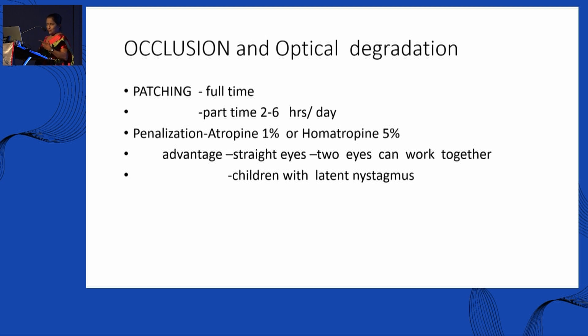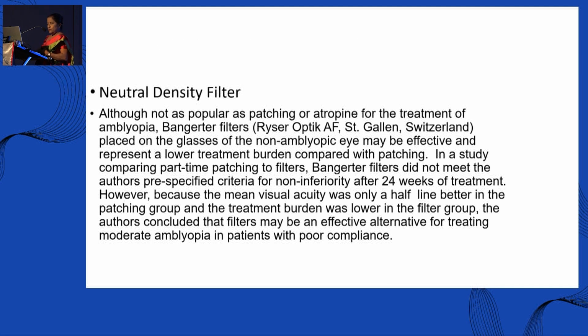And by the way, I think I have missed something here. Always, if you think amblyopia, always do cycloplegic refraction, not the normal autorefraction. And newer techniques of occluding are coming. These are called neutral density filters. Actually, those are called Bangerter filters. They are a bit expensive, but they are very effective, because the compliance is good. And another thing is they are increasing the binocularity as well.